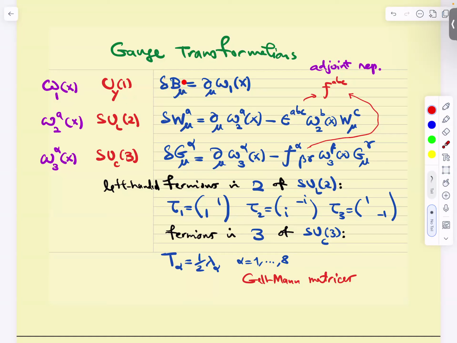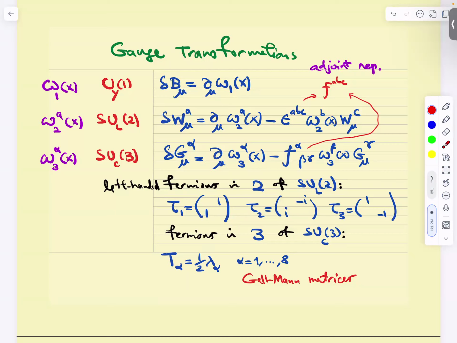Here is the quanta, the gauge boson. B mu is a vector field, spin 1. There's only one of them. Its gauge transformation I'm going to write as del mu of a function. I'm going to call it omega 1. Good. Just keep track of the gauge transformations.